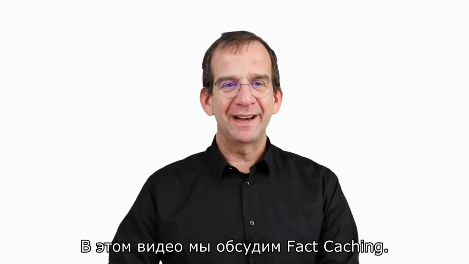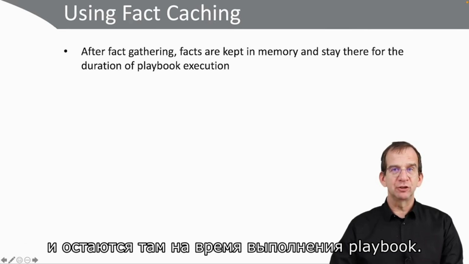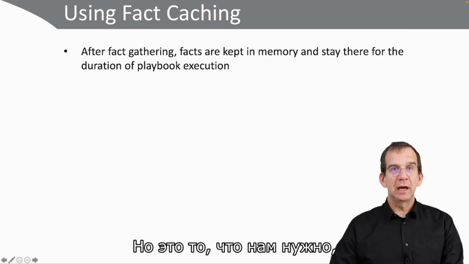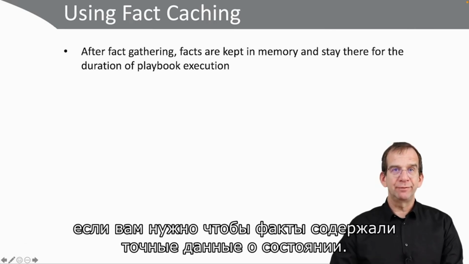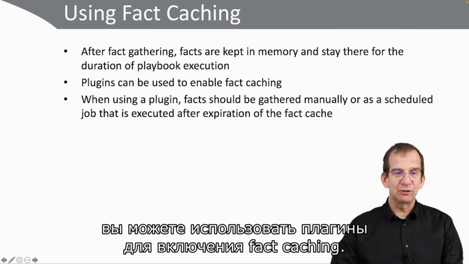This video is about fact caching. After fact gathering, facts are kept in memory and stay there for the duration of playbook execution. That is not very efficient, is it? But it is what is needed if you need your facts to reflect the accurate state. If that's not needed, you can use plugins to enable fact caching.